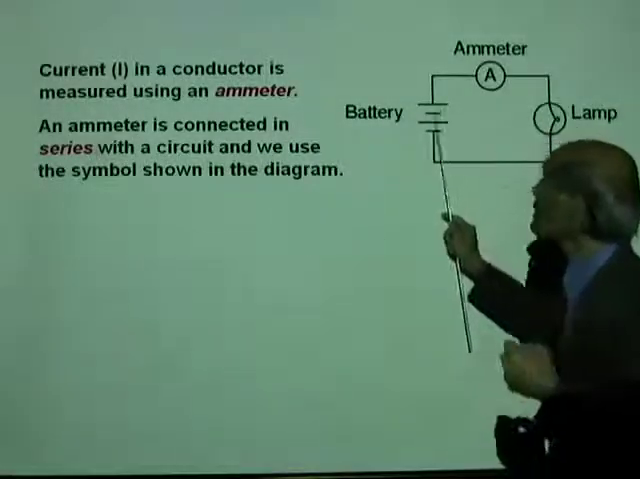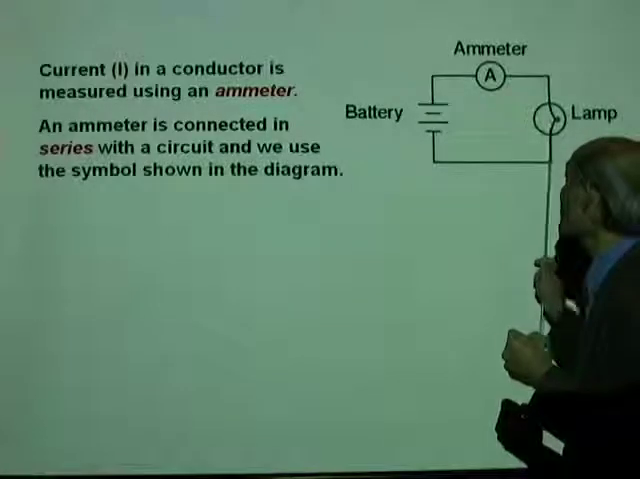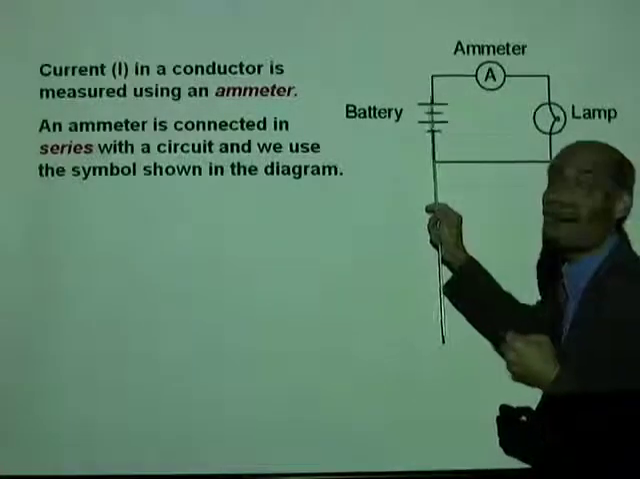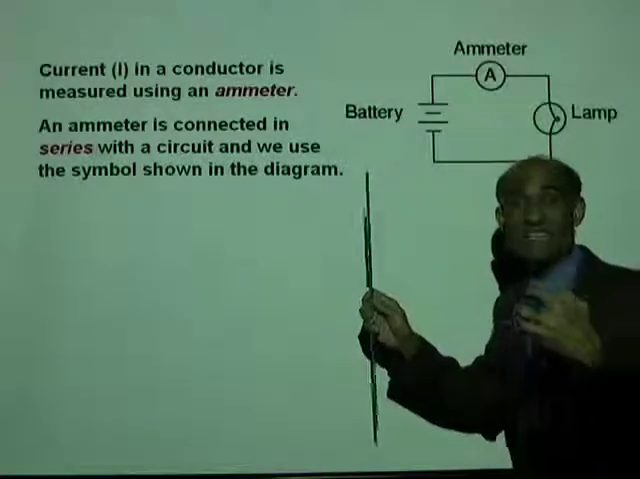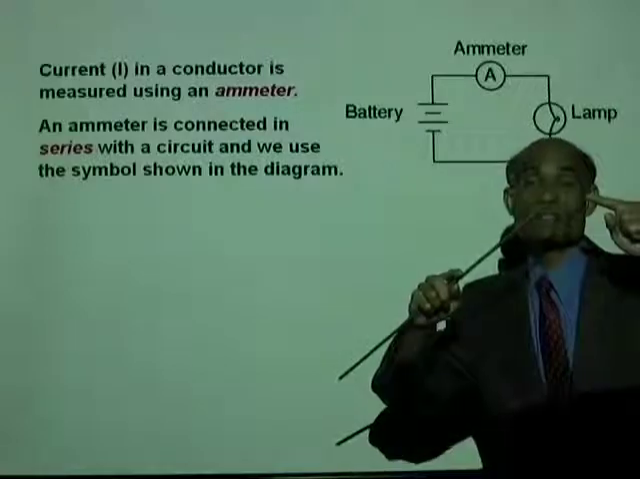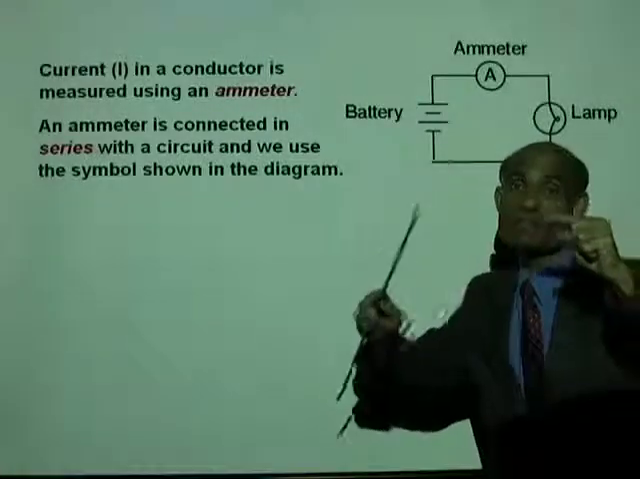And how is it connected? Look at the way the ammeter, the resistor and the battery are connected. This kind of a connection is what we call a series connection. In other words, it is an end-to-end connection until we complete the circuit.